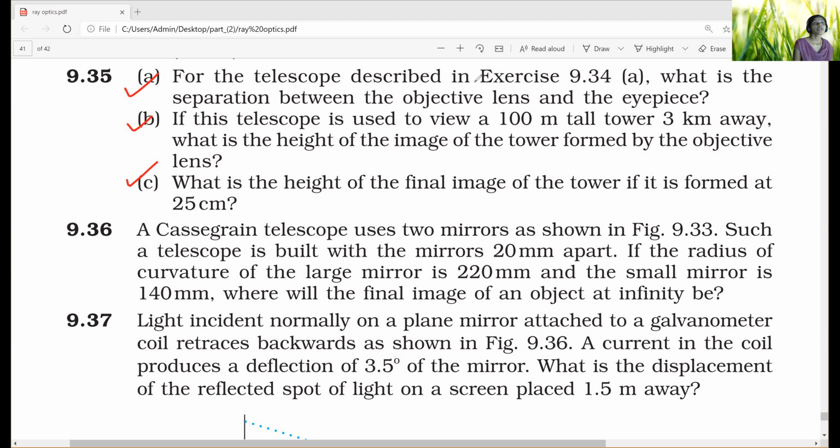Second, if this telescope is used to view a 100-meter tall tower 3 kilometers away, what is the height of the image of the tower formed by the objective lens? Third, what is the height of the final image of the tower if it is formed at 25 centimeter? So let us solve this 9.35.